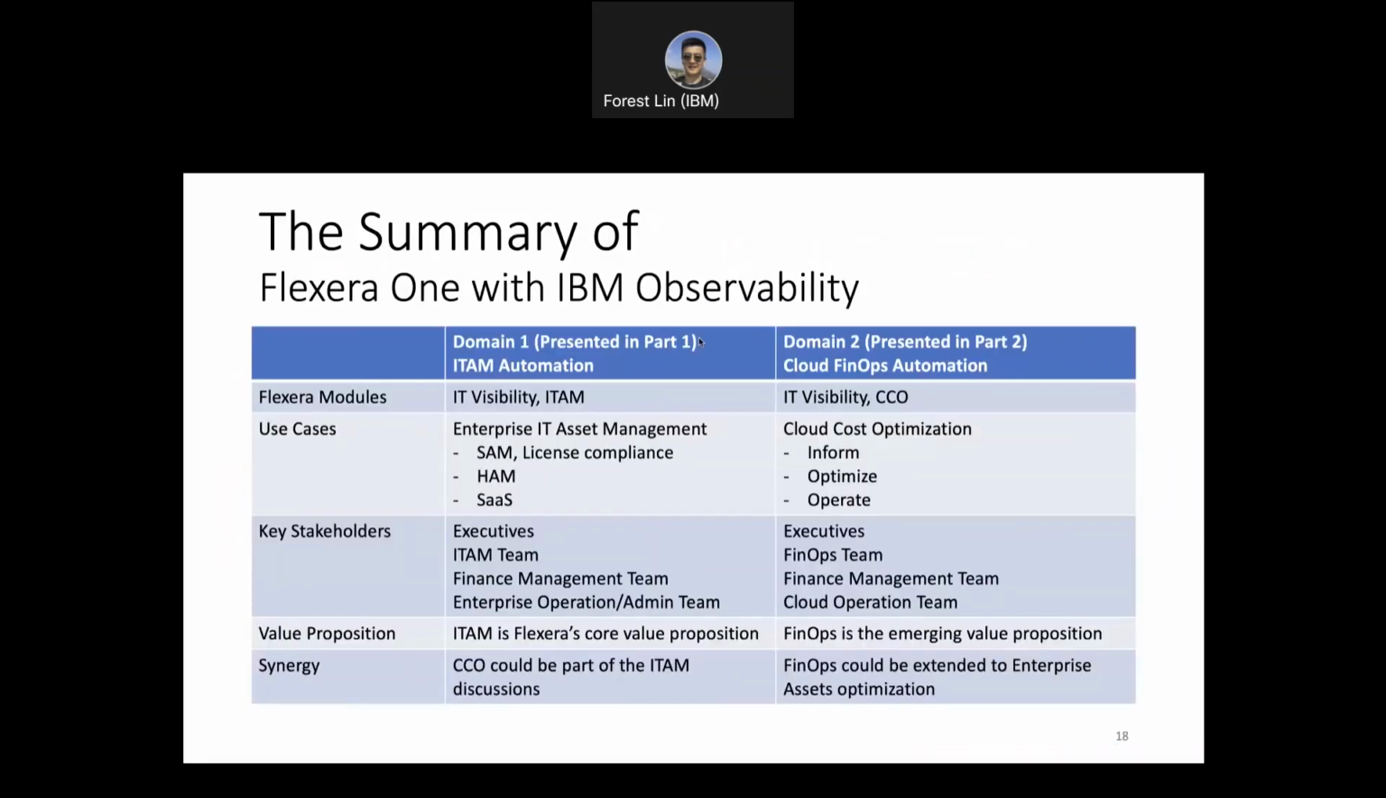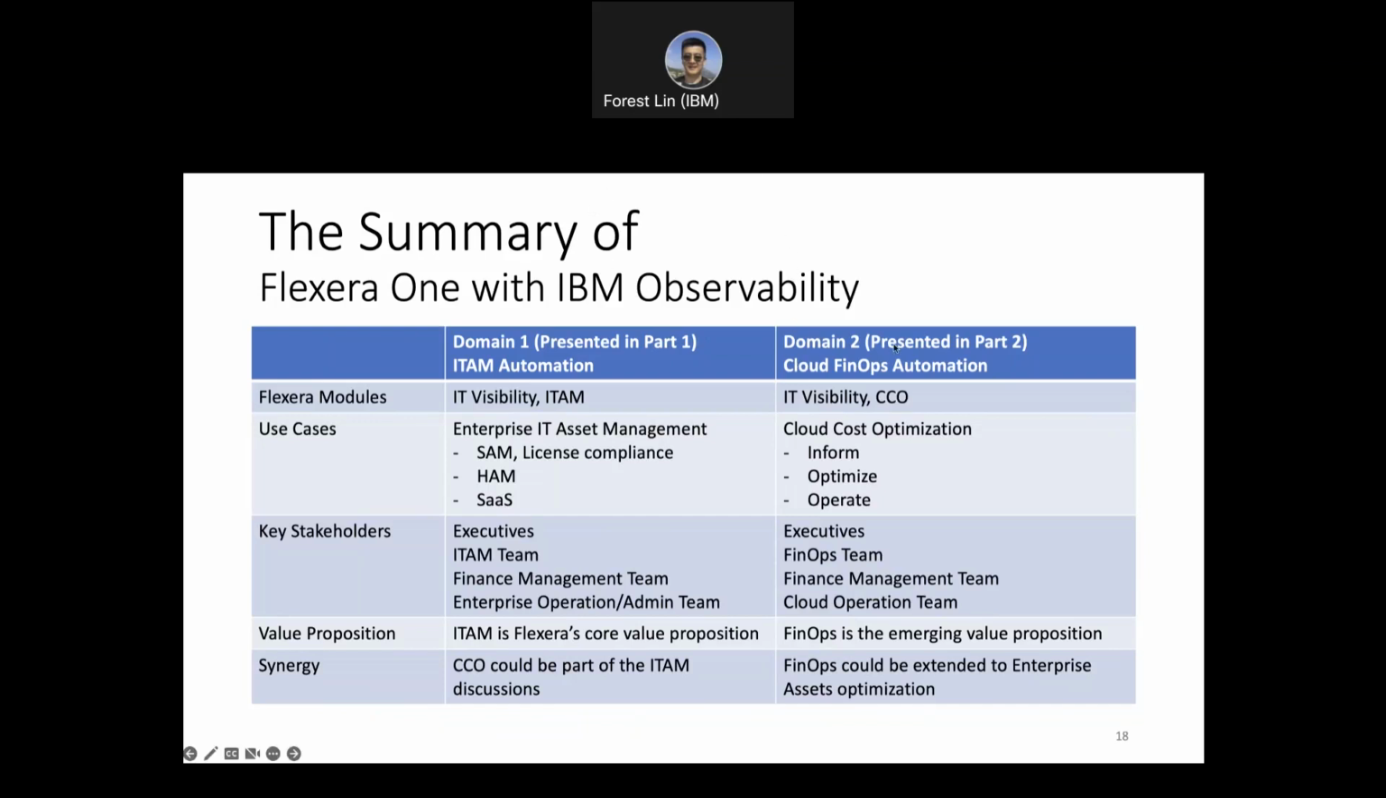Okay, now we go to the last page. I would like to summarize these two sessions, the previous session and the current session, about Flexera One with IBM observability. These two sessions address two different domains. The first presentation addressed IT asset management automation. That is a classic area for the enterprise, for example software asset management, hardware asset management, SaaS, and including cloud, for example license compliance.